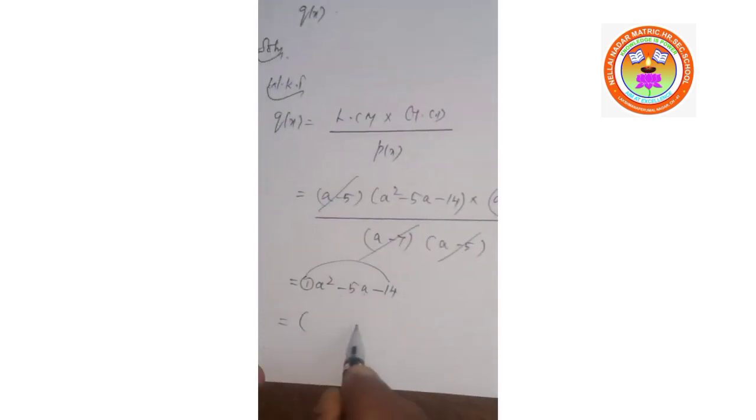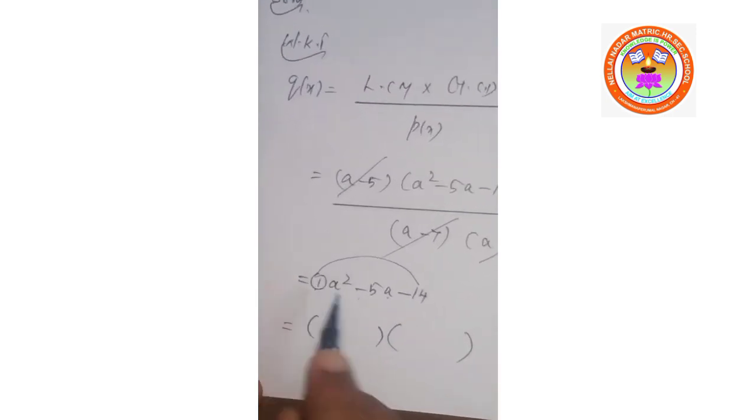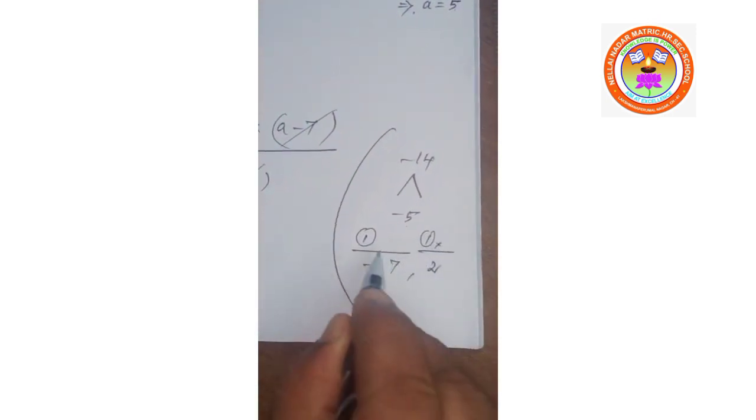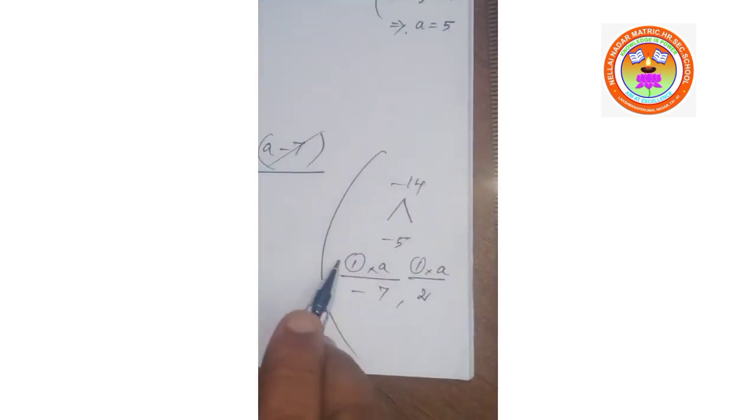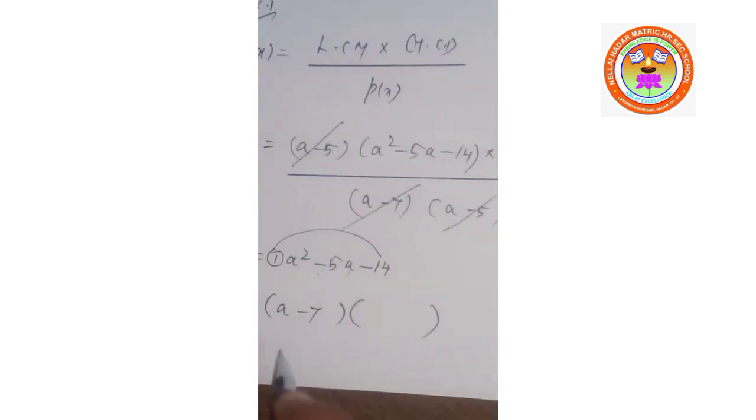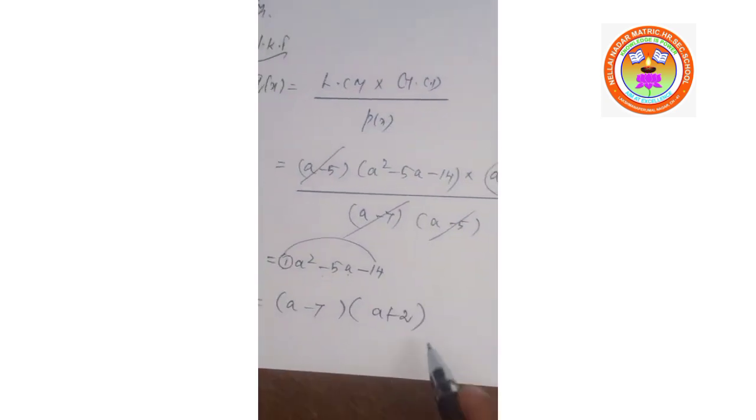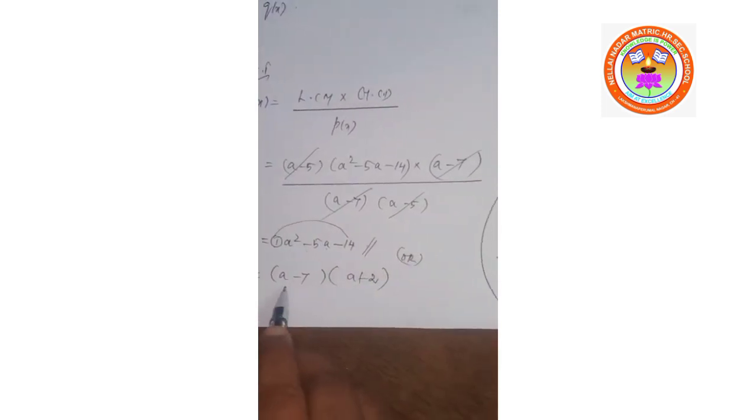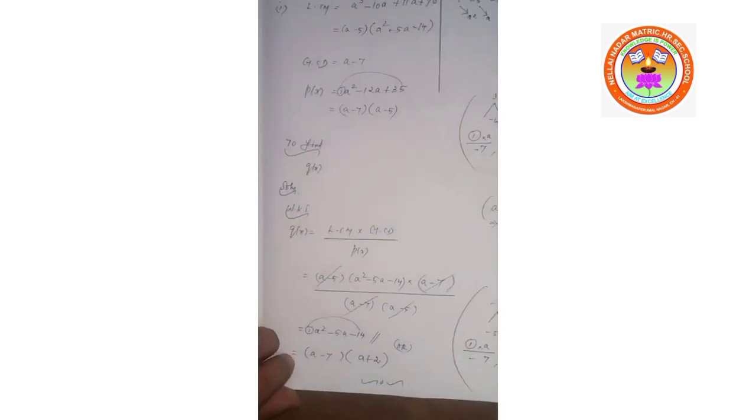For getting the linear factors, you have to consider the coefficient of a squared. What is the coefficient of a squared? Write 1, into the variable we have a. So write 1 into a minus 7, 1 into a plus 2. That's all. So you can stop the answer at this stage, or else you can write a minus 7 into a plus 2. So problem number 5, subdivision 1 is over.